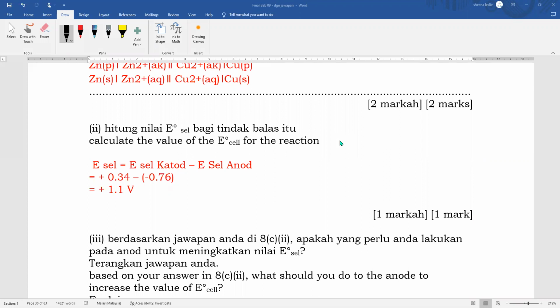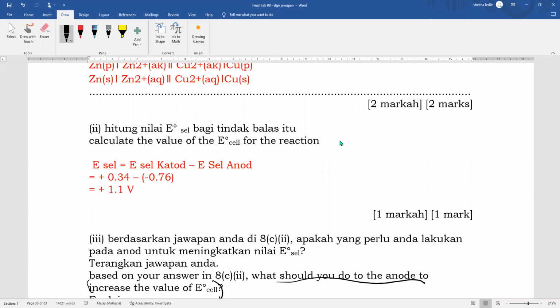Based on your answers in HC2, what should you do to the anode if I want to increase the E naught cell value? Teacher wants to change it maybe to 2.7 or 1.8. What should I do? This one is using zinc and copper. How can I change the value? You almost there. Think. Use a more positive E naught value.